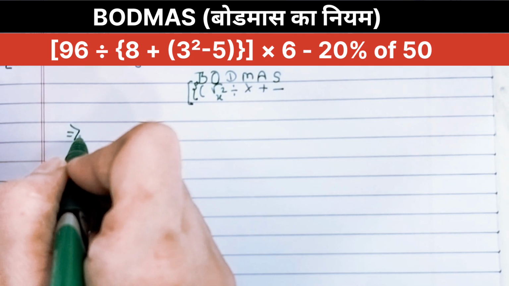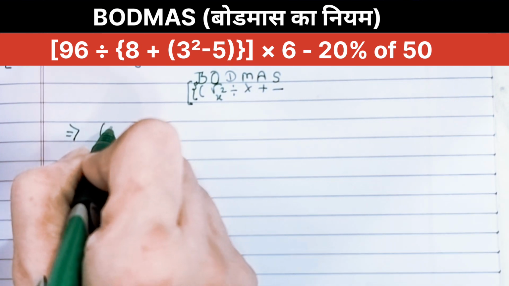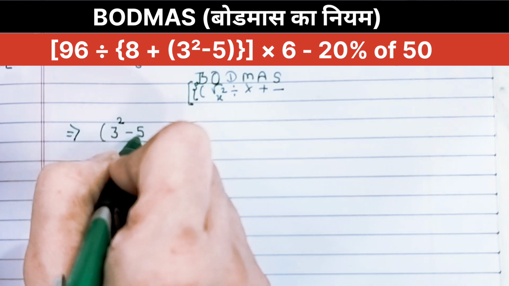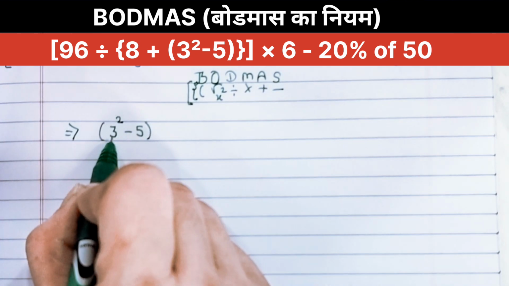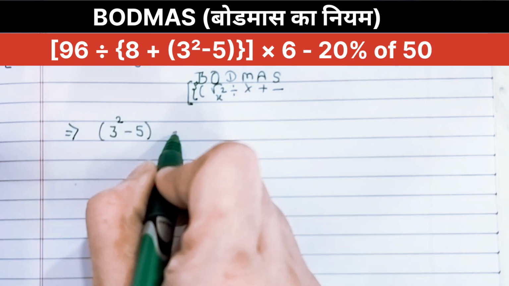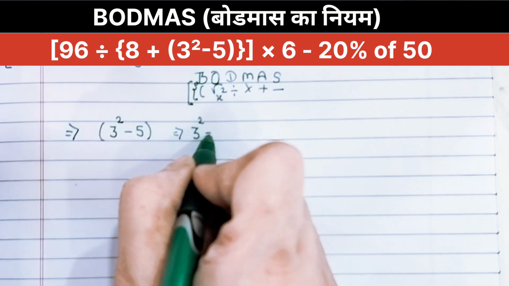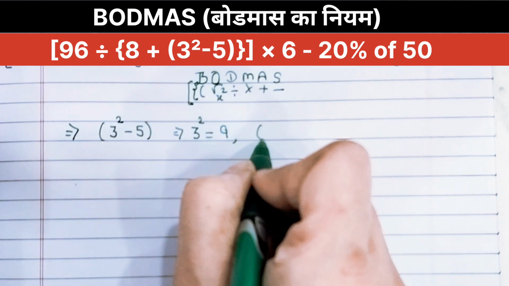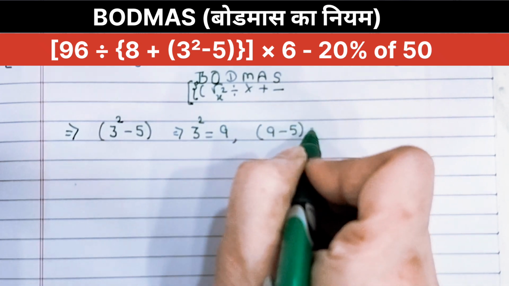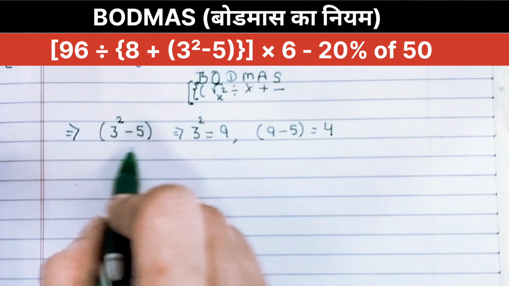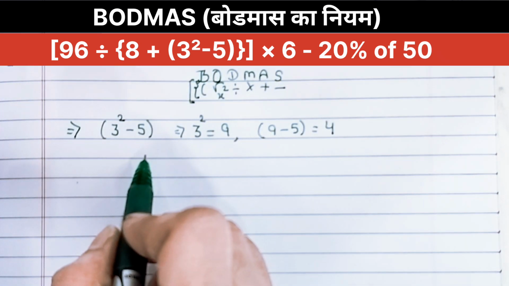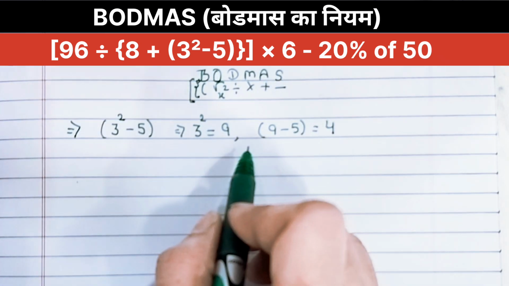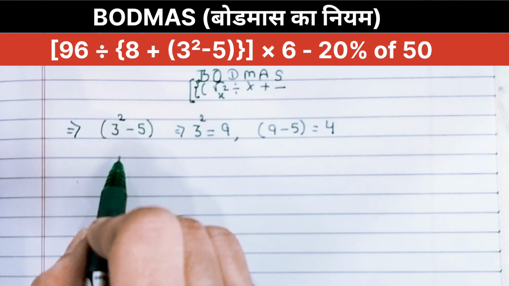Now the first step, we solve the innermost parenthesis, in which we have 3 square minus 5. According to this, inside the parenthesis we solve the exponent first and then subtract. So 3 square equals 9, and 9 minus 5 becomes 4. According to this first step, BODMAS says brackets take the highest priority, and inside the bracket, powers or orders come before the subtraction.